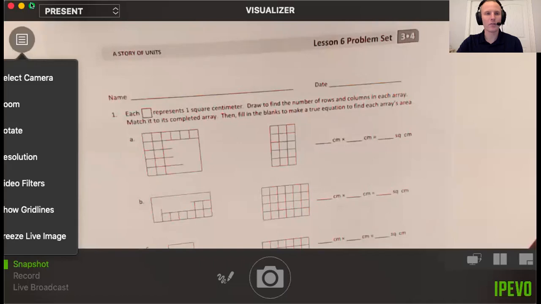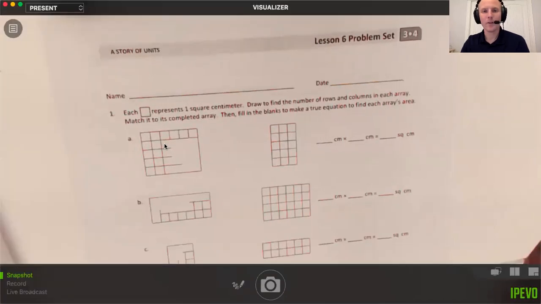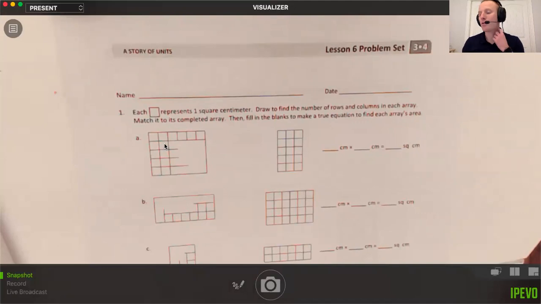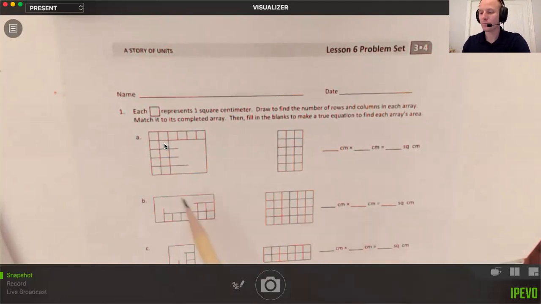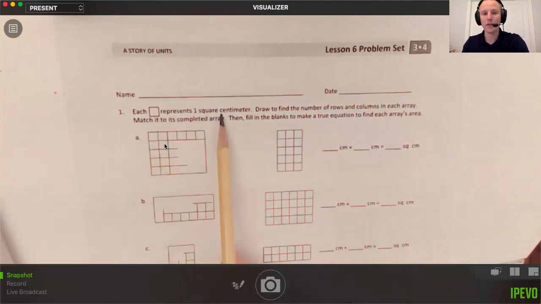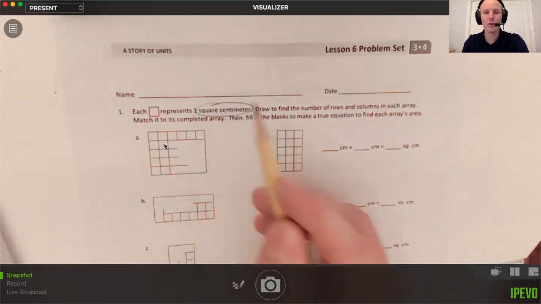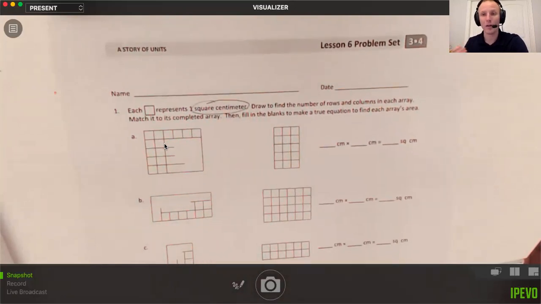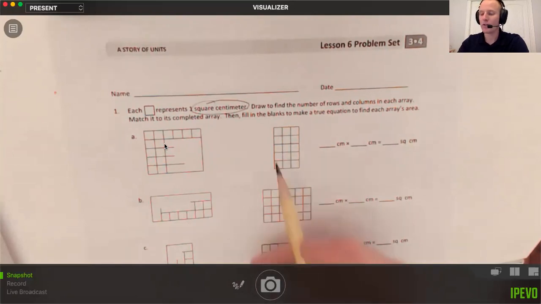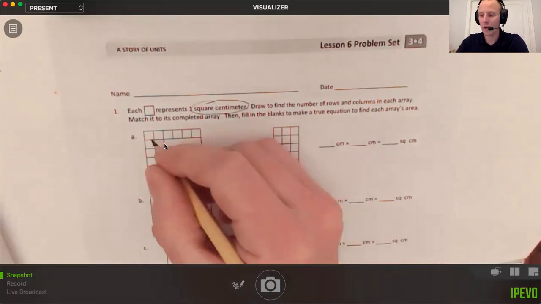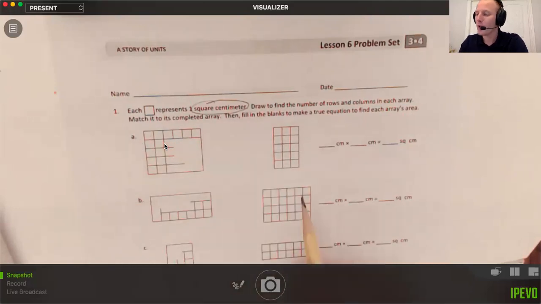All right, so on my screen, you will see our problem set. You've already had a chance to do this, but this is a review. So we're going to go over something that we've already talked about, which is awesome for you if you need a chance to go back and better understand what we did in class. Each square represents 1 square centimeter. That's important. I'm going to circle that. Those are my units, and units are really important all the time, but especially when we're finding area. Square centimeters means we're measuring in 2 dimensions.